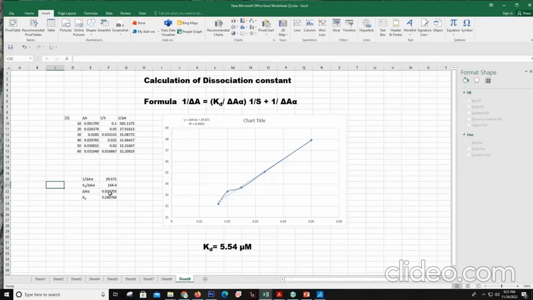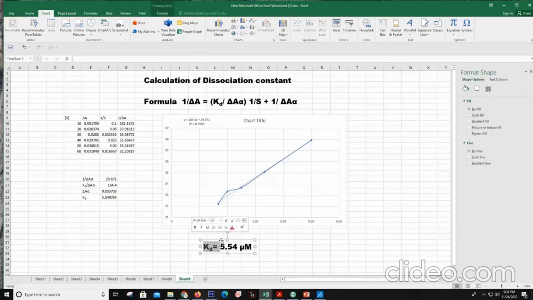0.0337. And now for the Kd value, if we see the slope, Kd divided by delta A alpha is equal to 164.4. Here we can put the value of delta A alpha which we have calculated, and then find out the Kd value. So here the Kd value comes to be 5.54. So the Kd value for this ligand binding to this protein is 5.54 micromolar.